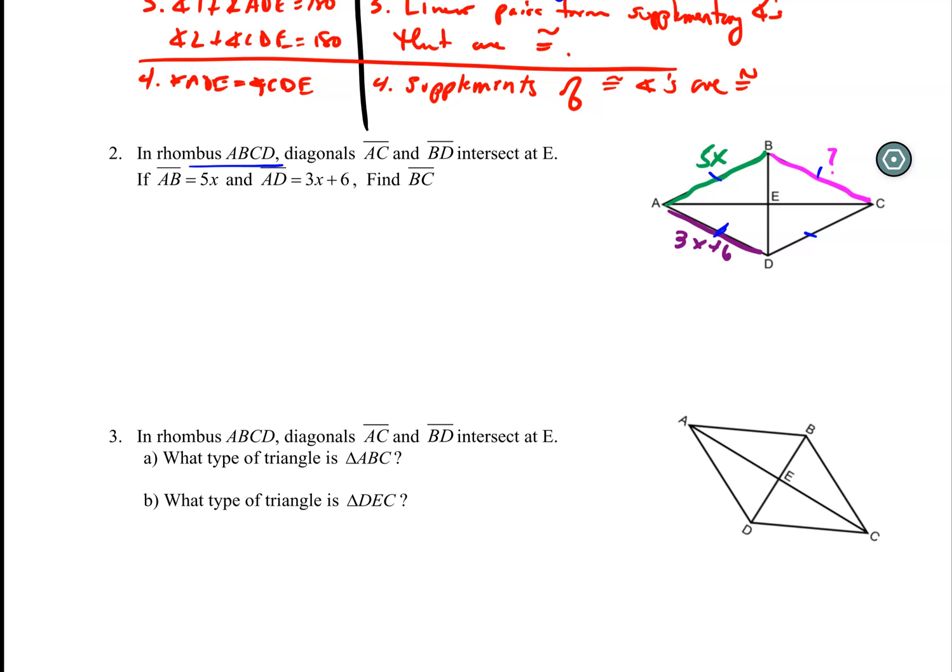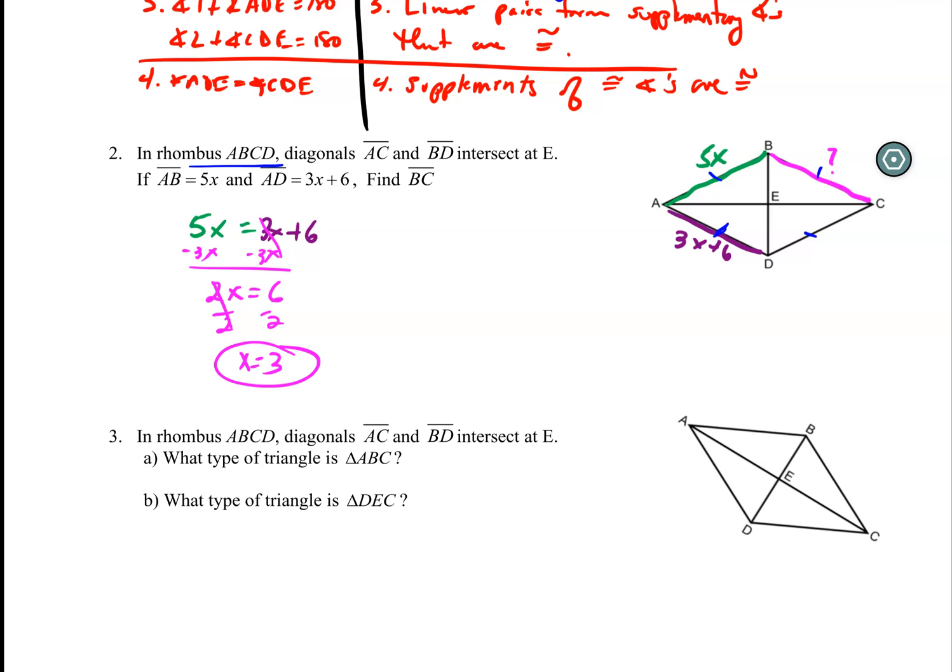So in this particular example, I can say that AB is equal to AD, which is 5x is equal to 3x plus 6. This allows me to solve. So I can say minus the 3x here. We've got 2x is equal to 6. Divide both sides by 2. And x is equal to 3.